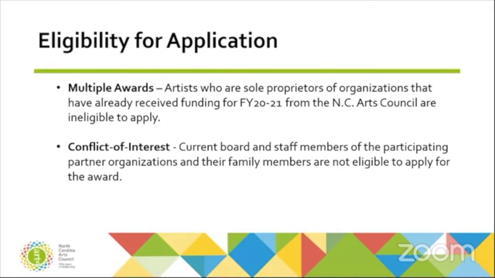So really quickly, if you are an artist who is a sole proprietor of an organization and you have already received funding from the North Carolina Arts Council for this upcoming fiscal year, then you are ineligible to apply. Likely you will know if you have received or are about to receive a grant. So if you have any questions, please let me know. Conflict of interest is very straightforward. So any current board and staff members of the participating partner organizations and their family members are ineligible to apply for this grant.